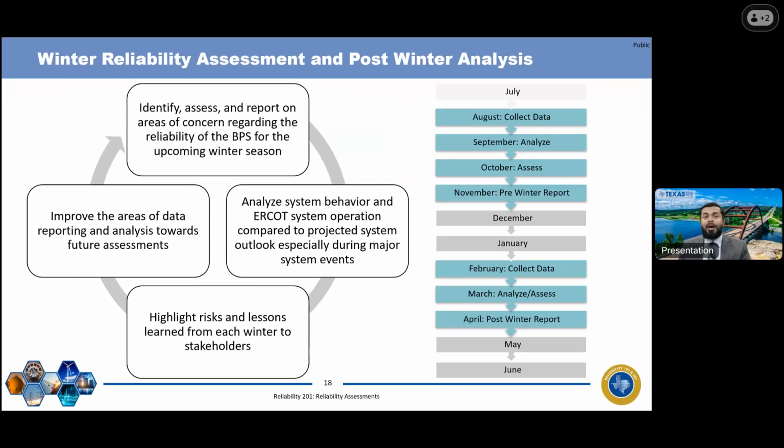Again, knowing how our assessments compare to the extreme weather conditions will help us identify improvement opportunities and improve our next assessment.